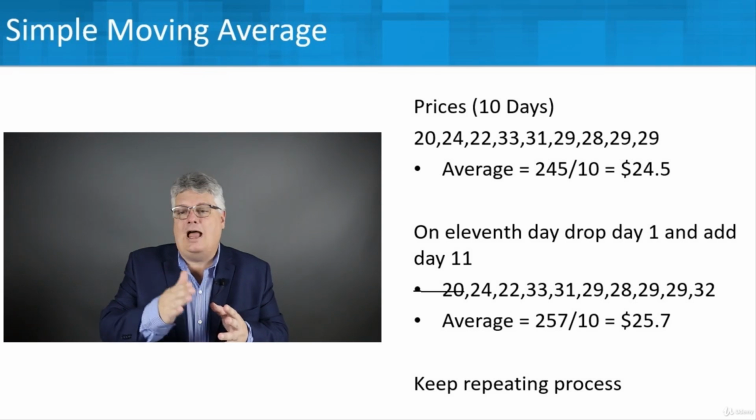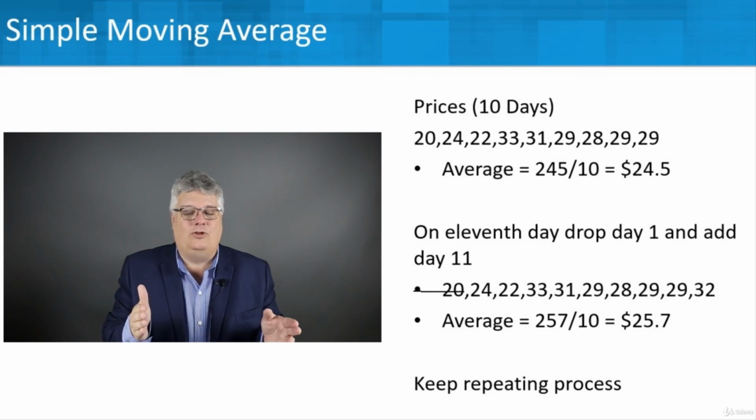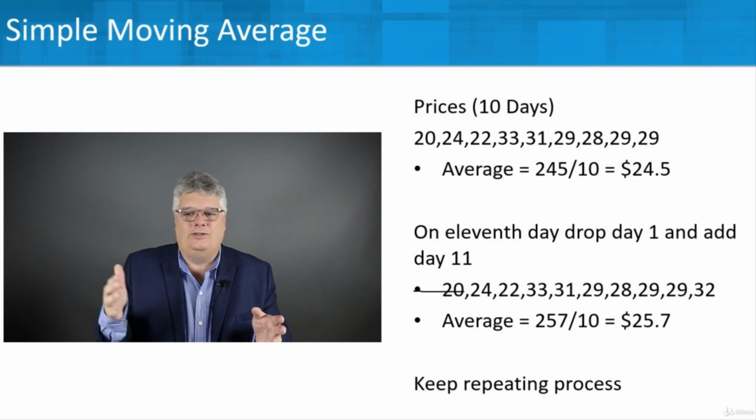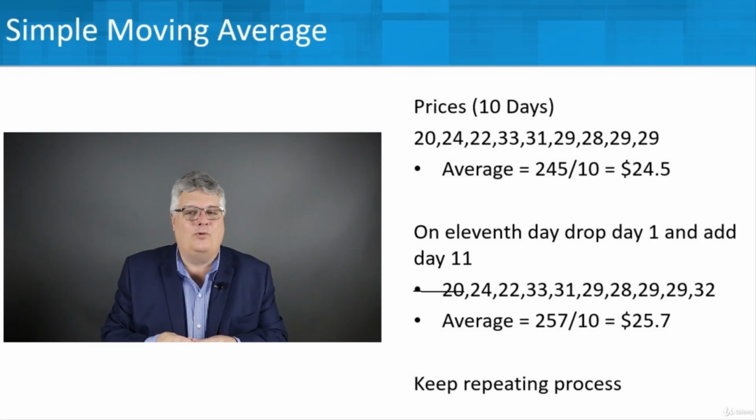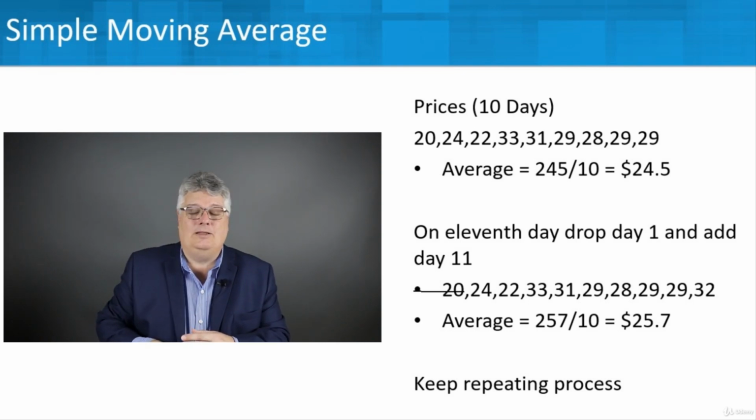And then on the 11th day, you now drop your day one figure, the 20, and you add in whatever the current one is, the next day's one. So on the 11th day, which let's say for example was 32, we now recalculate our moving average, and it becomes 25.7 as our average over that 10-day period. And you keep repeating the process, dropping, adding, and that gives you this range of prices, right? It's a simple way of doing it.